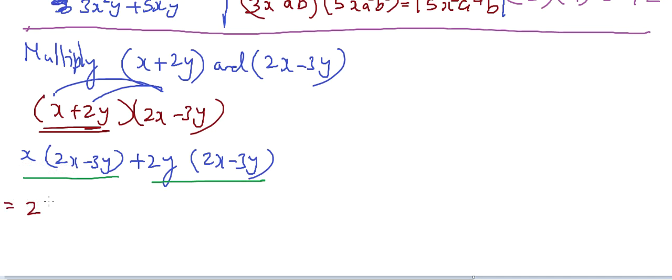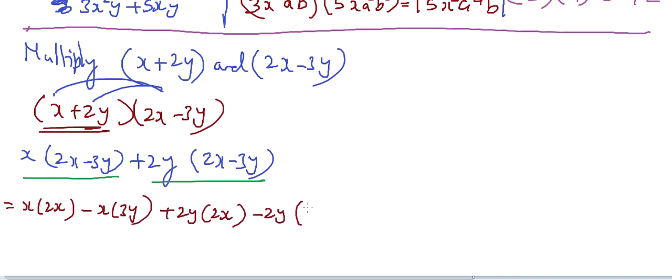Hope it's clear. Otherwise you can have one more step. So x into 2x, okay, because of the minus term here, minus x into 3y, plus 2y into 2x, minus 2y into 3y.